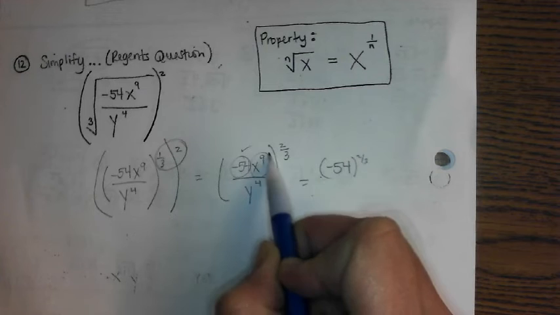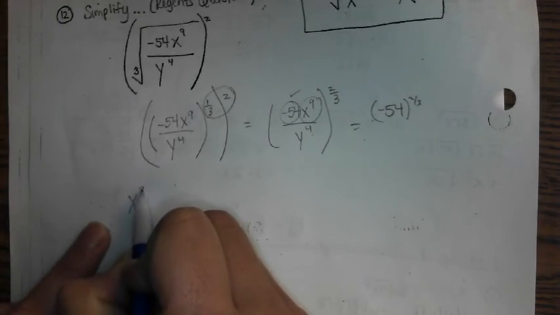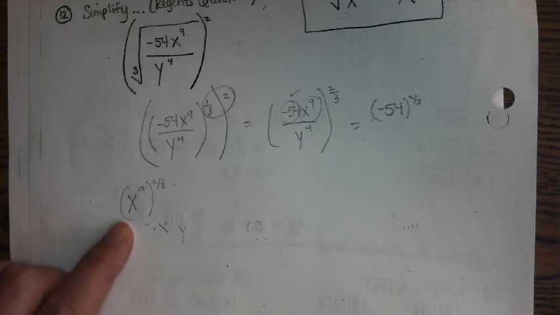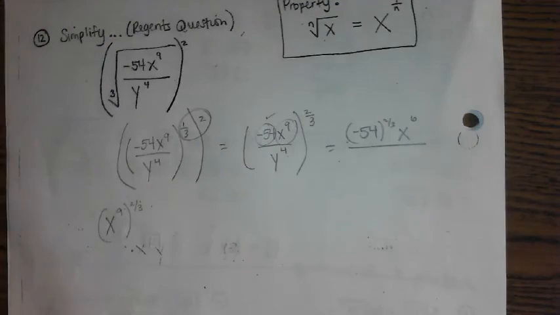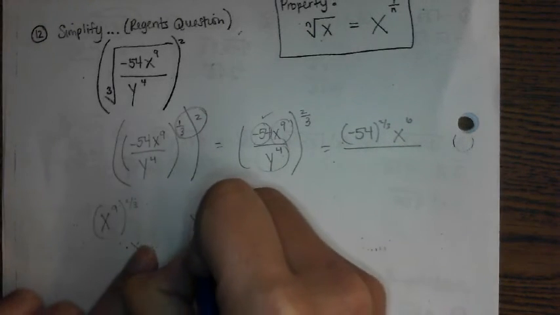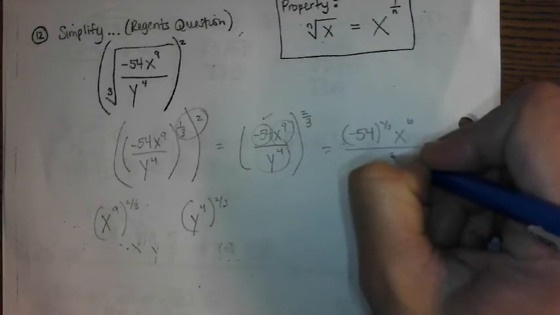X to the 9th to the 2/3 power. This is another power to power rule, right? X to the 9th, if I took that as an individual problem, X to the 9th to the 2/3 power, what's 9 times 2/3? How many thirds? 18 thirds. 9 times 2/3 is 18 thirds, and 18 divided by 3 is 6. So that just becomes x to the 6th over y to the 4th to the 2/3 power. If I did that separately, 4 times 2/3 is 8/3. And that is what it is. We can't really reduce that.